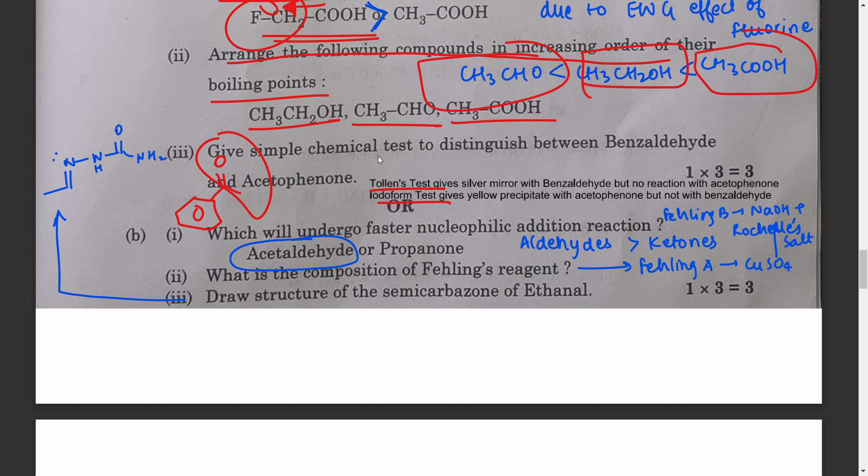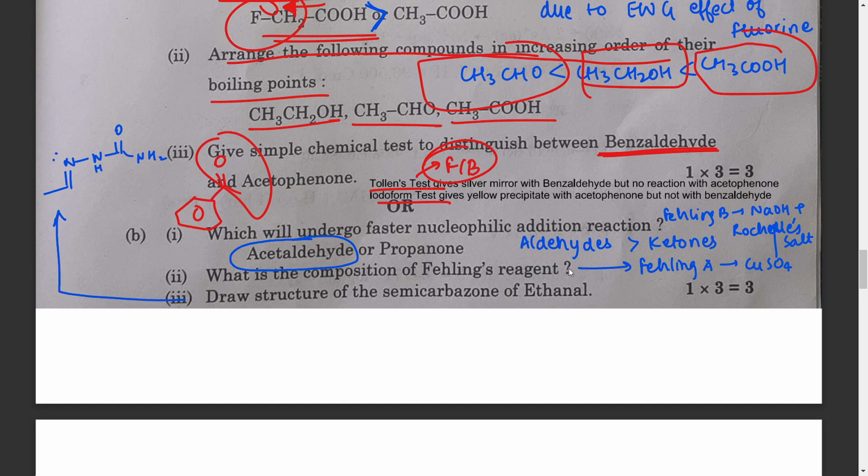A key point of distinction here is that you cannot use Fehling or Benedict's test. Since benzaldehyde is an aromatic aldehyde, those tests cannot be used to distinguish. Which will undergo faster nucleophilic addition reaction, acetaldehyde or propanone? Well, again, aldehydes win against higher substituted ketones.